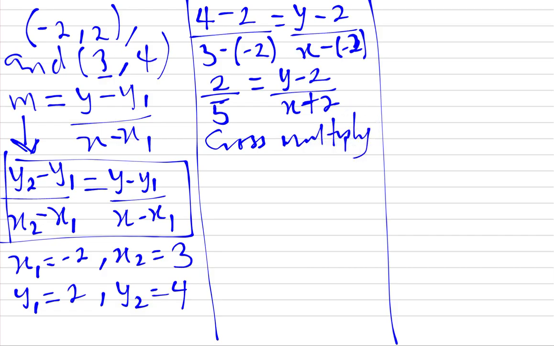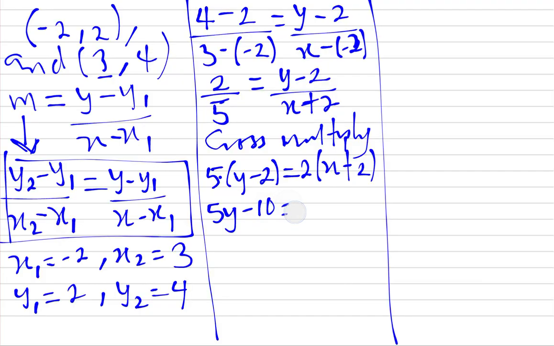If you cross multiply, you are going to have y minus 2 multiplied by 5. So this will be 5 multiplied by y minus 2 equals 2 times this, so this will be 2 into x plus 2. Are you seeing that? 5 times y gives us 5y, minus 5 times 2 gives us 10, equals 2 times x, 2x, plus 2 times 2, that's 4. Are you seeing that now?